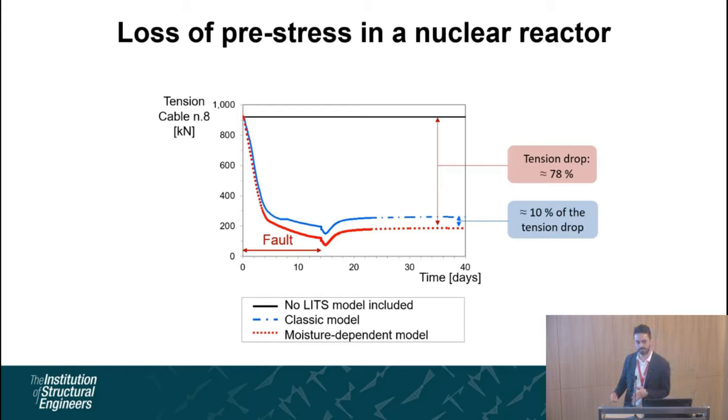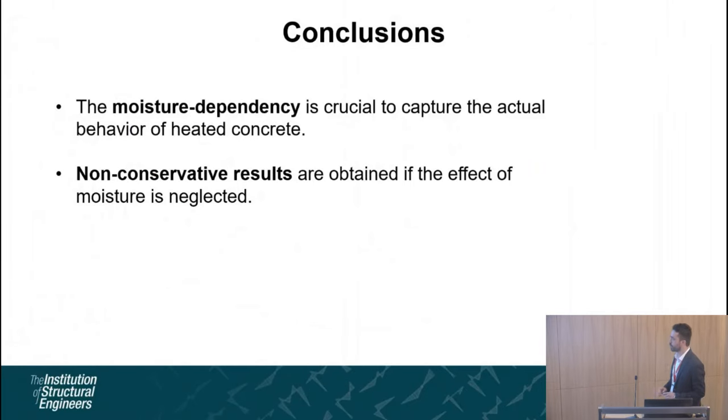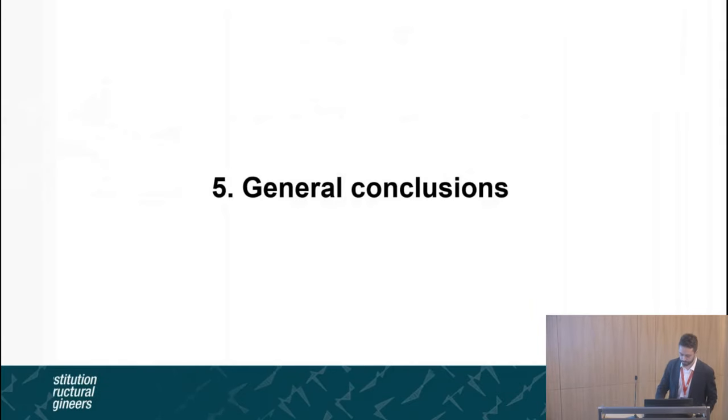We need to keep in mind this is a local effect. It's just the first cable, the closest cable to the inner surface, but it's an important effect, tension drop. And again, if we use the classic model, so if we disregard the moisture dependency of these strains, then again we miss a big part of this tension drop, about 10%. So in conclusion, we can say that the moisture dependency of the thermal strains is crucial to accurately capture, model and understand the behavior of concrete at high temperatures, and that if we don't consider this feature in our models, then we may end up with non-conservative results.